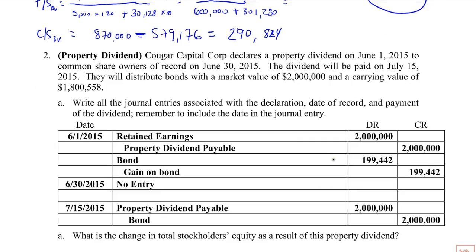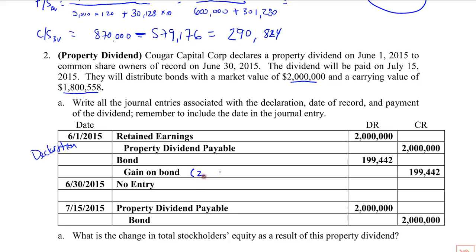All right, moving along. This is going to be a property dividend. When you have a property dividend on the declaration date, the first thing you have to do is mark the item to market that's going to be disposed of. They have bonds that have a market value of 2 million and a carrying value of 180,558. So where does this 19,442 come from? It's the gain.